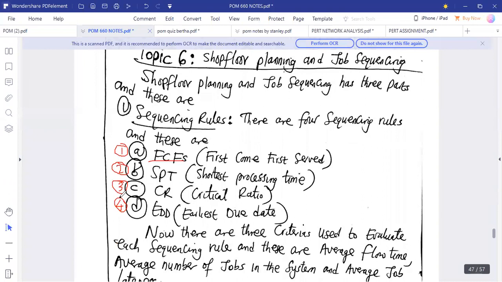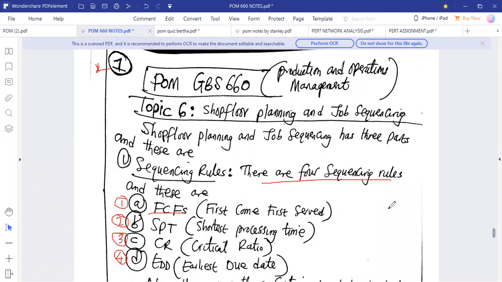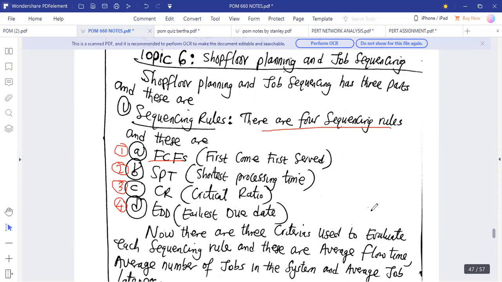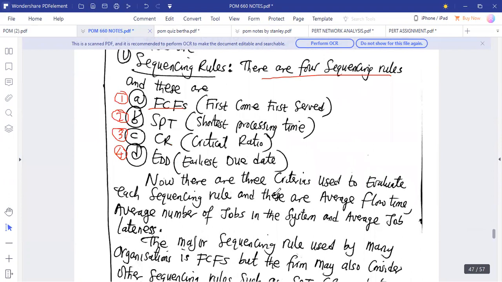All right, but the first sequencing rule that we know is first come, first served. Then the other one, the shortest processing time. There are only four sequencing rules that we use as we look at shop floor planning and job sequencing. The first one is the first come, first served sequencing rule. We have the shortest processing time, we have the critical ratio, and of course, we have the earliest due date.